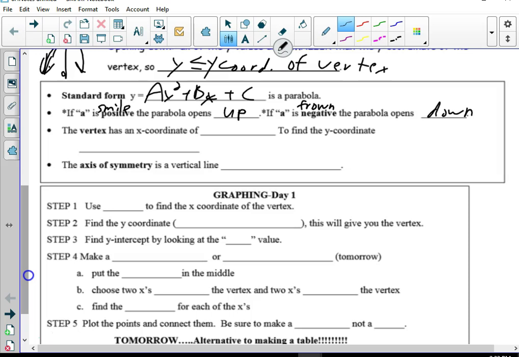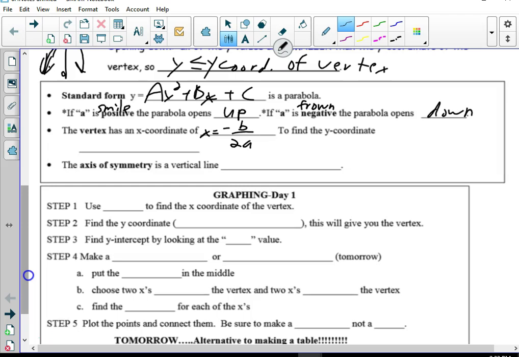Okay? Happy smile, frown is down. The vertex has an x-coordinate of x equals the opposite of b over 2a. And that a and the b come from the standard form. So you take the opposite of whatever b is and divide by 2a. Just the way we did with the quadratic formula, identifying the a's and b's and plugging them into the formula.